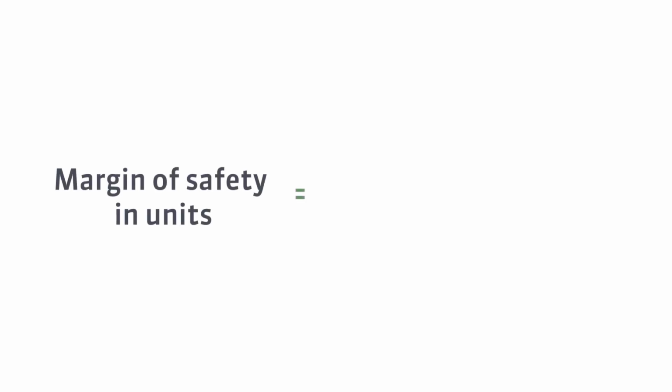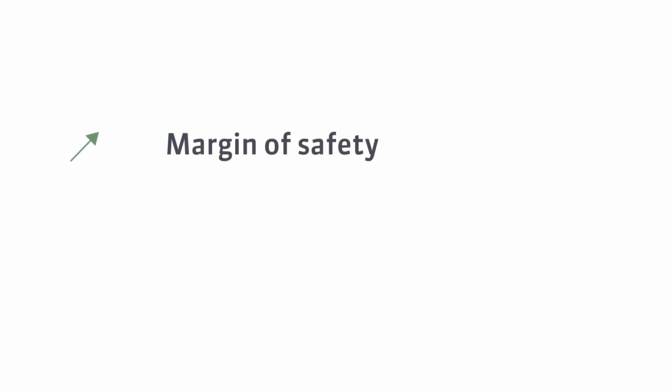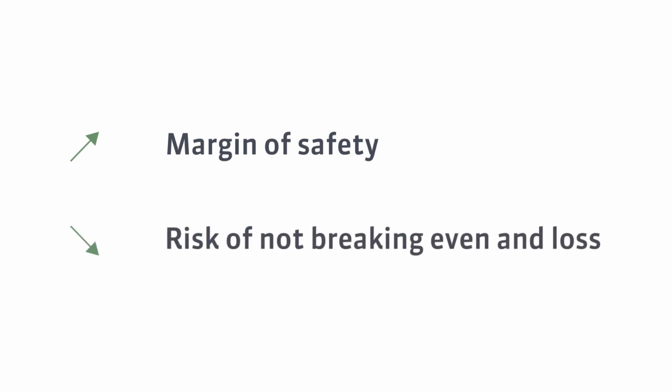In a single product company, the margin of safety can also be expressed as the number of units sold by dividing the margin of safety in dollars by the selling price per unit. The higher the dollar value, ratio or percentage, the greater the margin of safety. No matter how you calculate the margin of safety, its interpretation is the same. The higher the margin of safety, the lower the risk of not breaking even and incurring a loss, and vice versa.